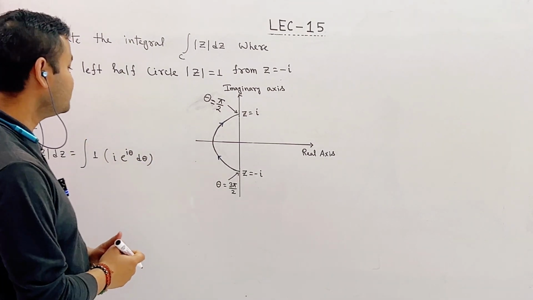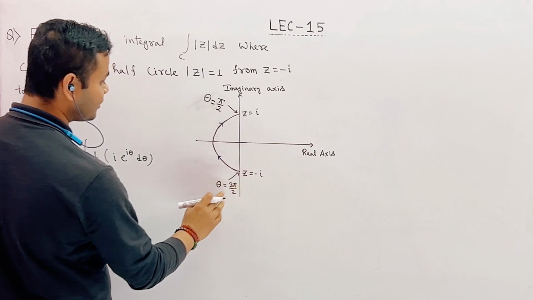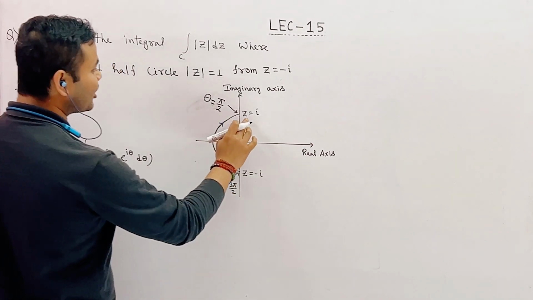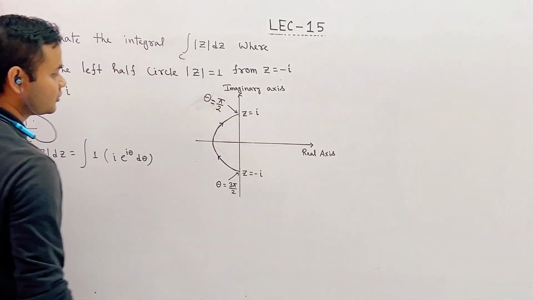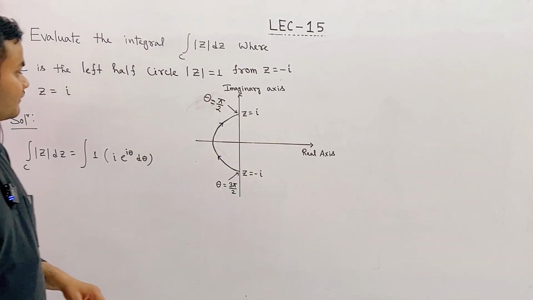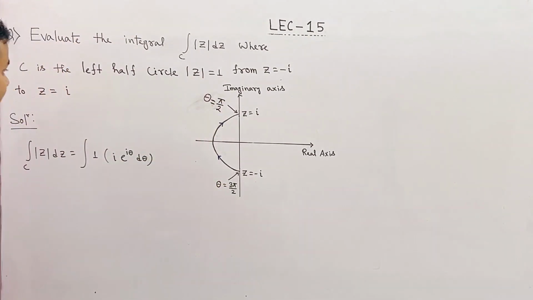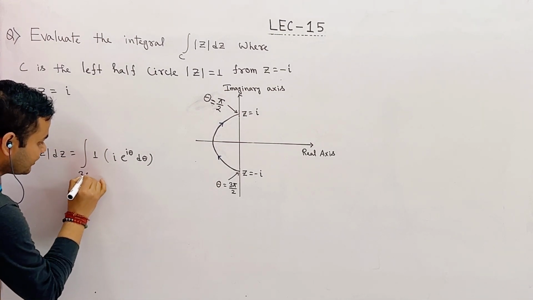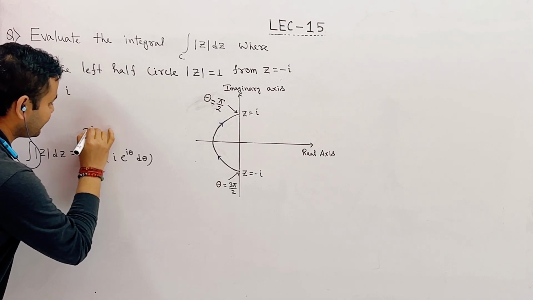Now let us find out the limits. Students, the point z equal to minus iota corresponds to theta equal to 3 pi by 2. Again, the point z equal to iota corresponds to theta equal to pi by 2. So therefore, the limits will be from 3 pi by 2 to pi by 2. So lower limit will be 3 pi by 2 and the upper limit will be pi by 2.